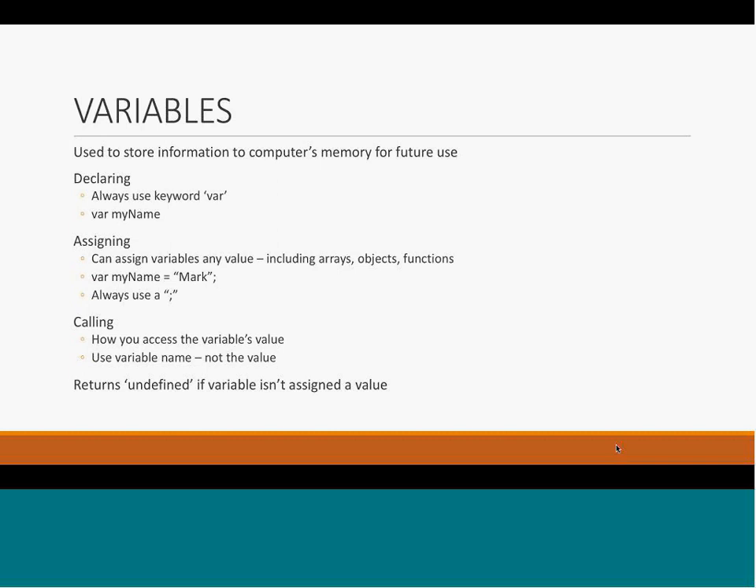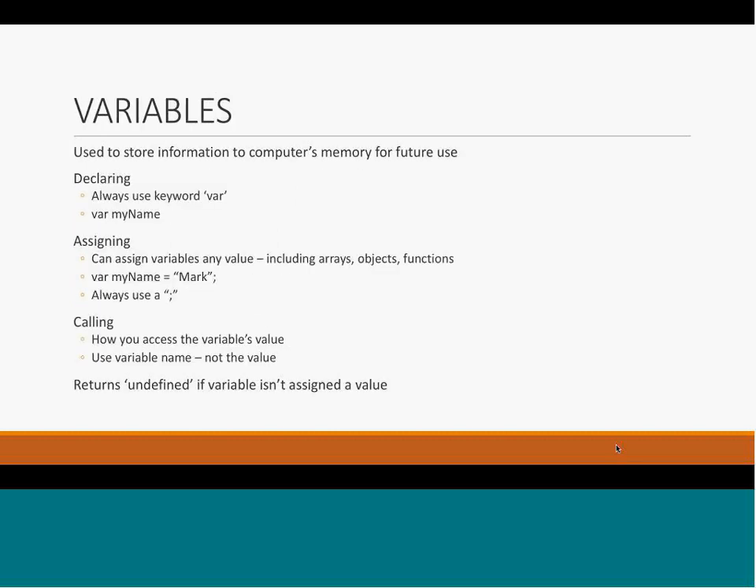When you want to access its value, use the variable name, not the value itself, and it returns undefined if the variable isn't assigned a value. For example, earlier when I did console.log mark, it freaked out and was like, I don't know what that is. At that point I hadn't declared a variable named mark, so it was looking for a variable that didn't exist and passed back undefined. Does that make sense? Yes.